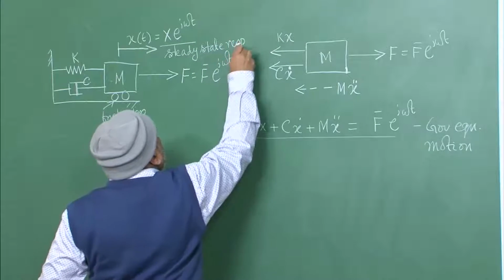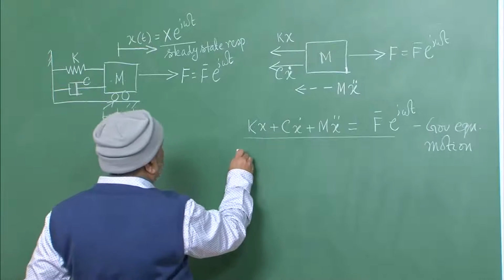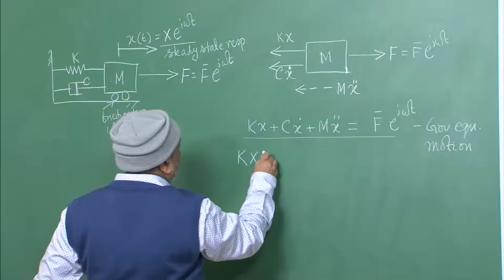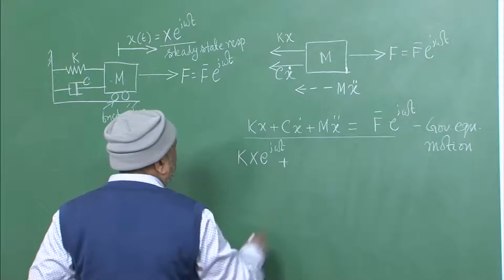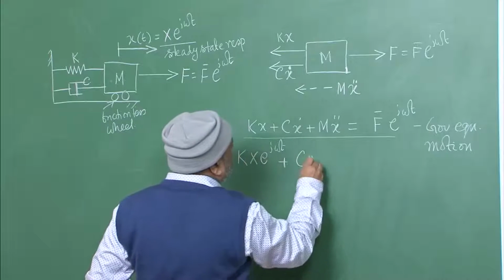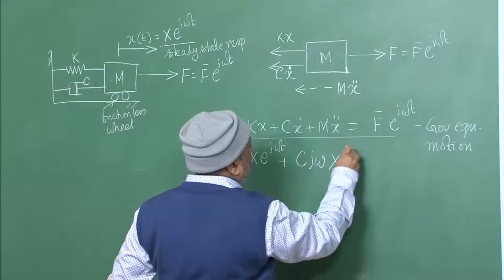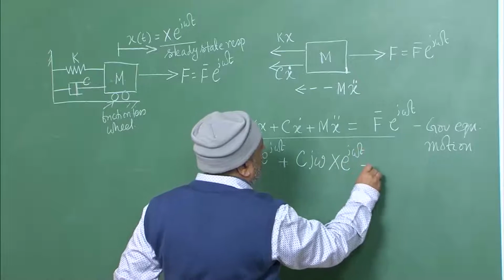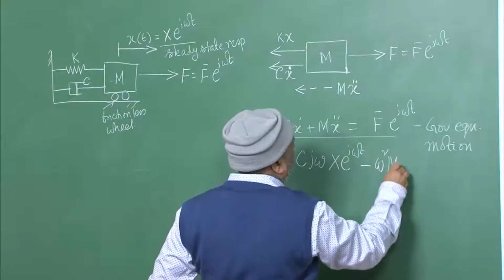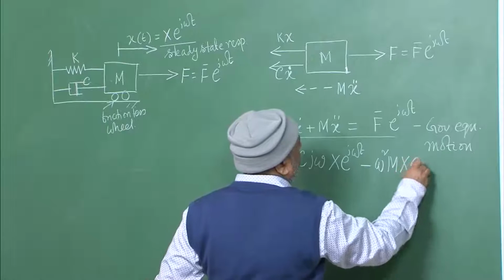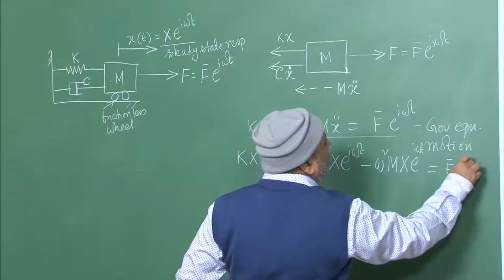If I substitute this steady state response, then what I am going to get is k x e raised to the power j omega t plus c j omega x e raised to the power j omega t minus omega square m x e raised to the power j omega t equals F bar e raised to the power j omega t.